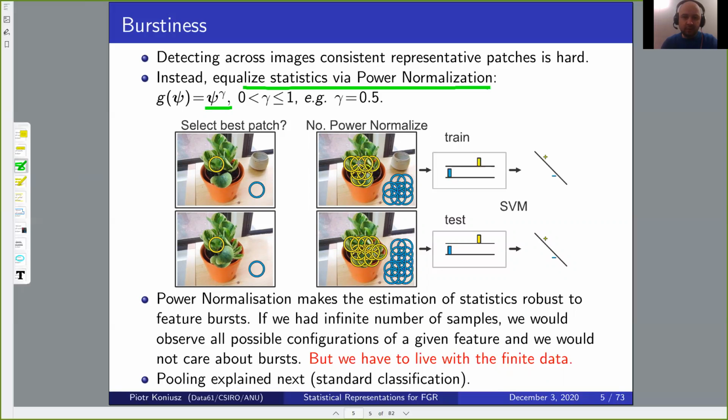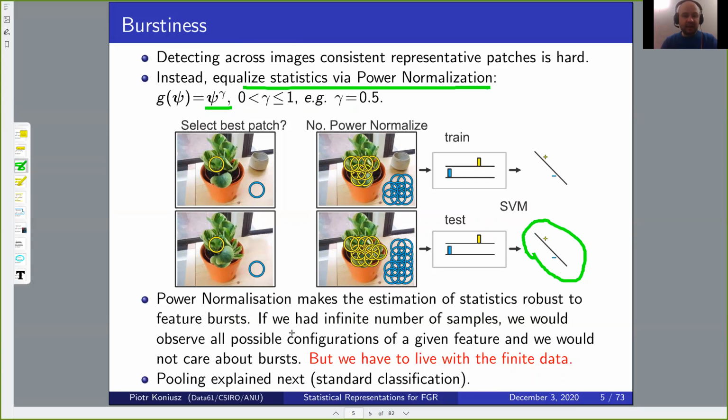So here, just as an example, we extract descriptors from foreground, from background, we train an SVM, and then for another image, we extract statistics from foreground, background, and thanks to the power normalizations, those statistics are very close to the training statistics. So now there is no drift, and we're able to recognize the plant correctly. So power normalization reduces so-called feature bursts. Of course, if we had an infinite number of samples, and we would be able to observe all possible configurations of foregrounds, backgrounds, and different configurations of objects, we would not need perhaps this tool. But in reality, we have to work with finite data.